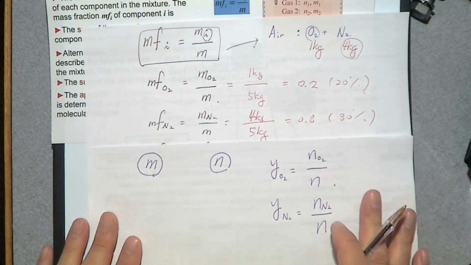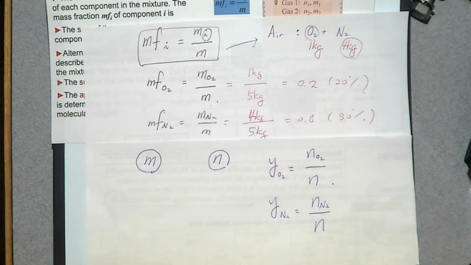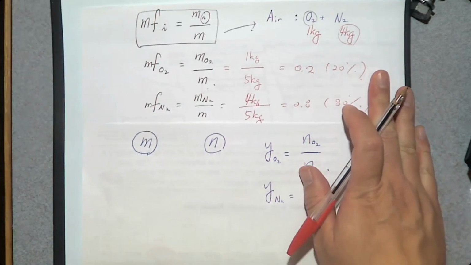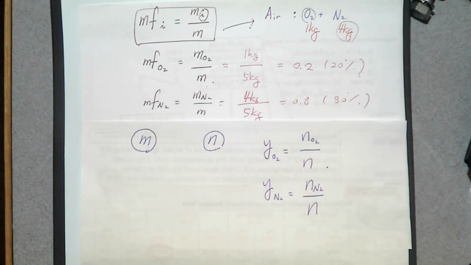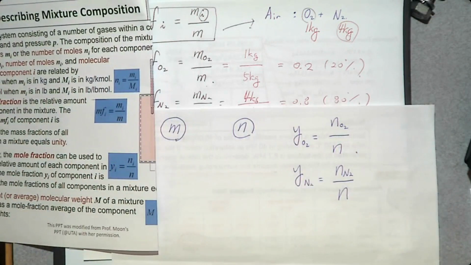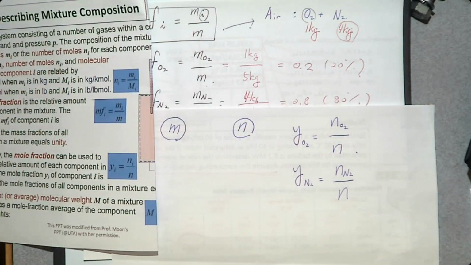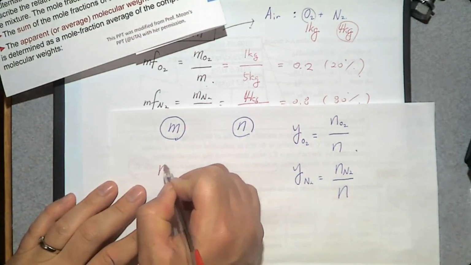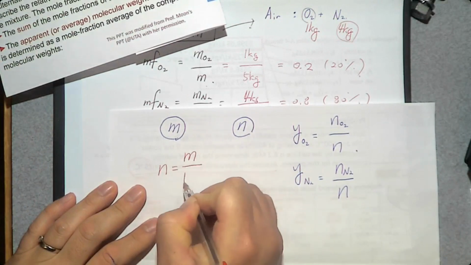So let's see. If you want to determine the mole fraction of this system, 1 kilogram of oxygen and 4 kilograms of nitrogen, you first need to know how to convert between mass and the number of moles. How do we do that? By using this equation. N is what? M over M. If you cannot remember this equation, N is M in M. Easier, no? Okay. Didn't work. So N is M over M.